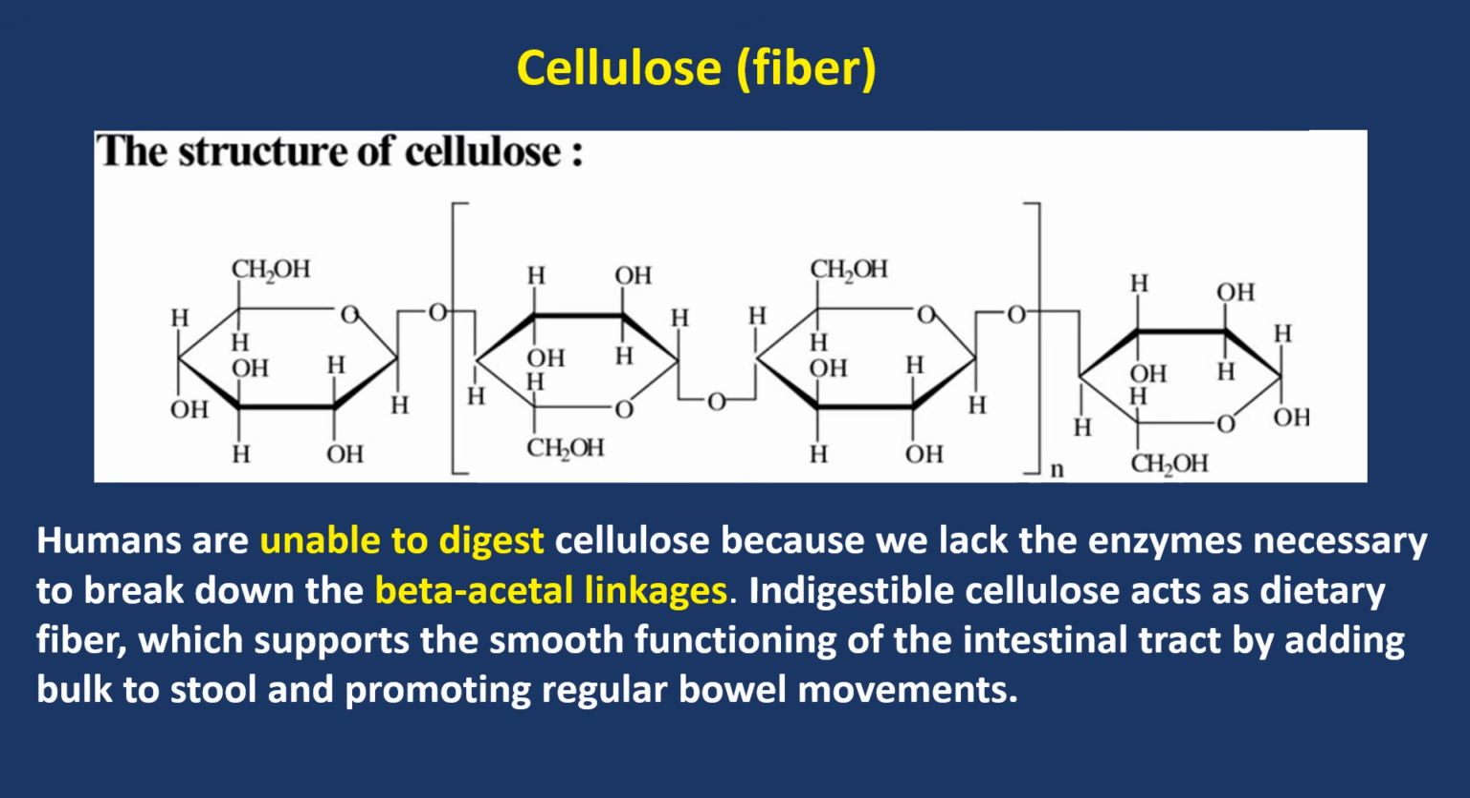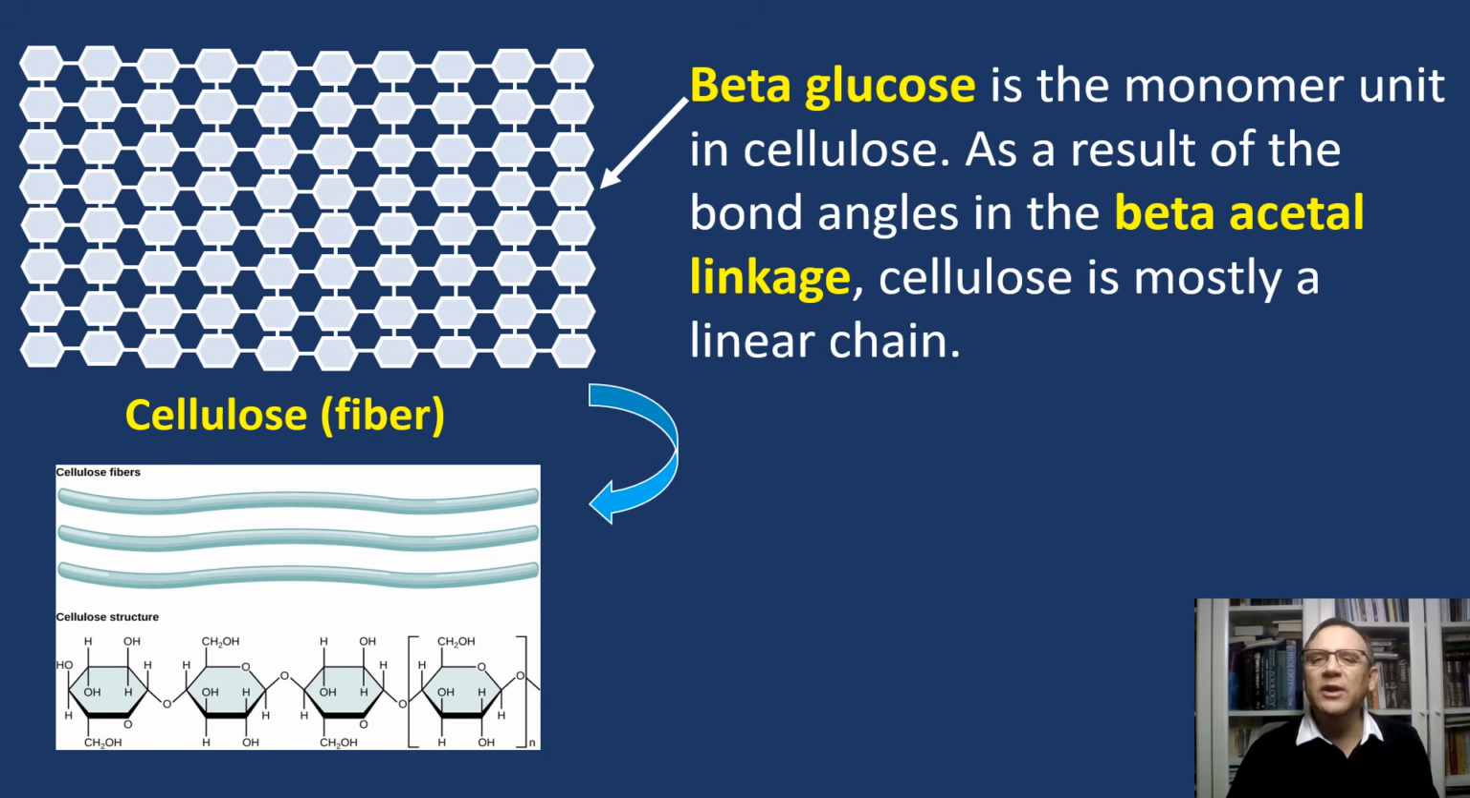While humans cannot digest cellulose because we lack the necessary enzymes, it plays a crucial role in digestive health. It adds bulk to stool and aids in regulating bowel movements, keeping the digestive system functioning smoothly. Beta-glucose is a monomer unit in cellulose. As a result of the bond angle in the beta-acetal linkage, cellulose is mostly a linear chain.